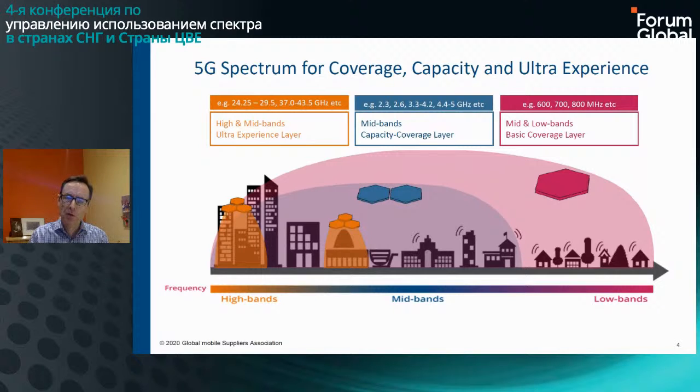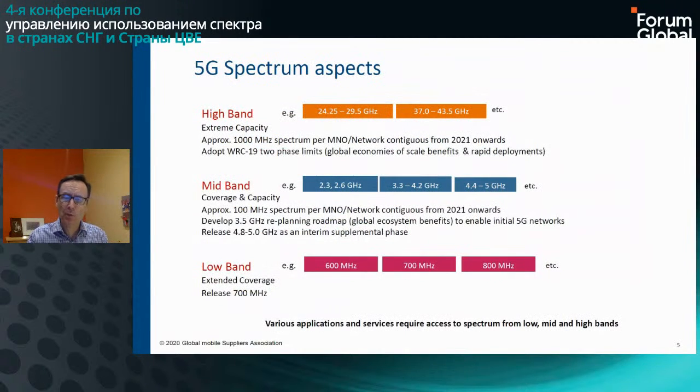A really great ultra experience layer. So it's that combination that we really need. Next slide, please. So that's the spectrum. What about the detailed aspects? As an organization, we recommend 1,000 megahertz approximately per MNO of contiguous spectrum. We would suggest we adopt the WRC-19 limits because of economies of scale and global roaming, global scale. The mid bands, again, we recommend 100 megahertz spectrum per MNO if that's feasible, contiguous from 2021 onwards.